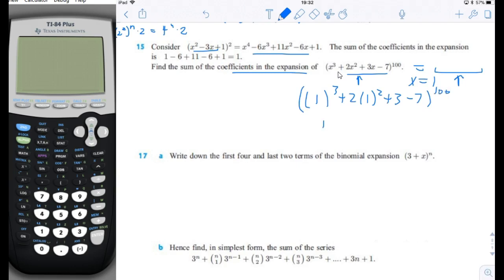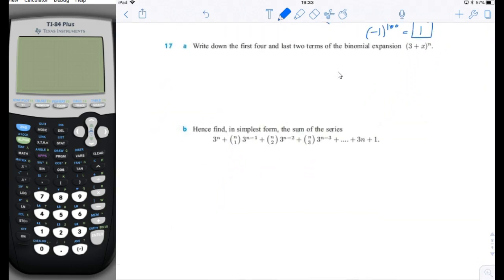1 cubed is 1, 2 times 1 squared is 2, plus 3 minus 7. That basically is 6 minus 7, which is negative 1. Negative 1 to the 100th power is equal to positive 1, right? So that's it. The sum of the coefficients in the expansion is positive 1. All right.